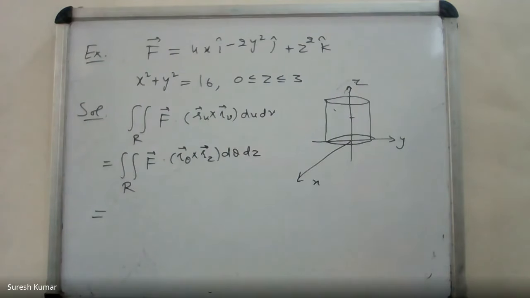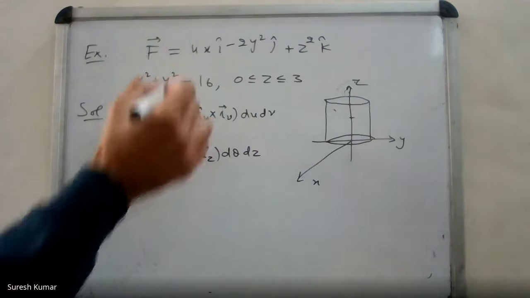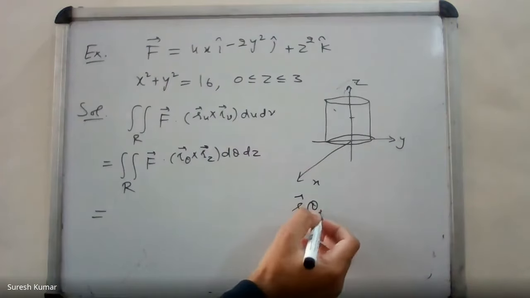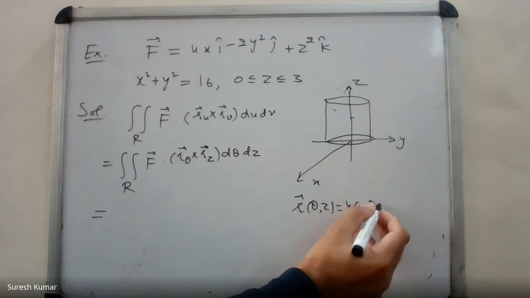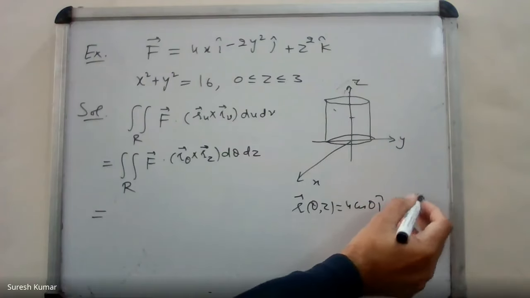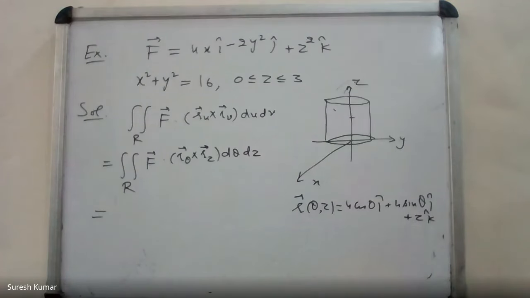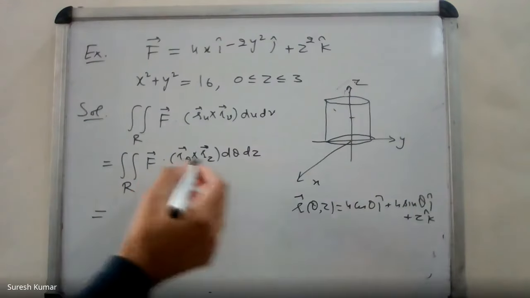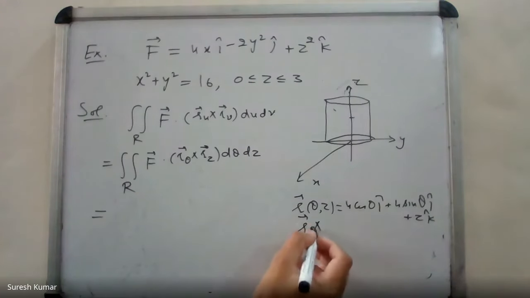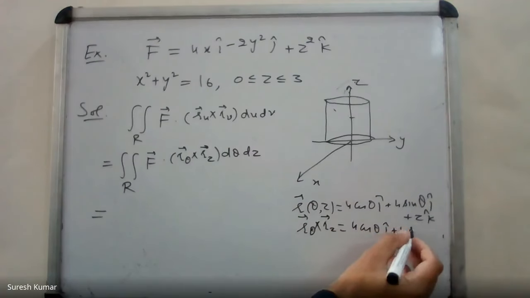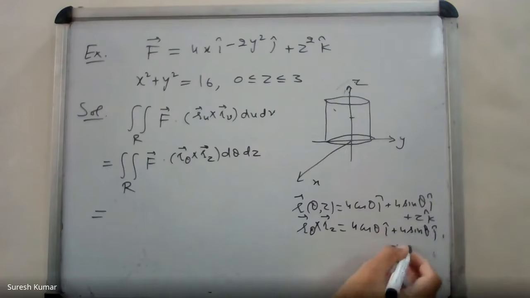What is the parameterization of the cylinder? Let's write it for this particular cylinder. r of theta, z is 4 cos theta i cap, 4 sin theta j cap, plus z k cap. This is the parameterization of the cylindrical surface. So what is r_theta cross r_z from it? We've done it earlier. It's 4 cos theta i cap plus 4 sin theta j cap plus 0 k cap.